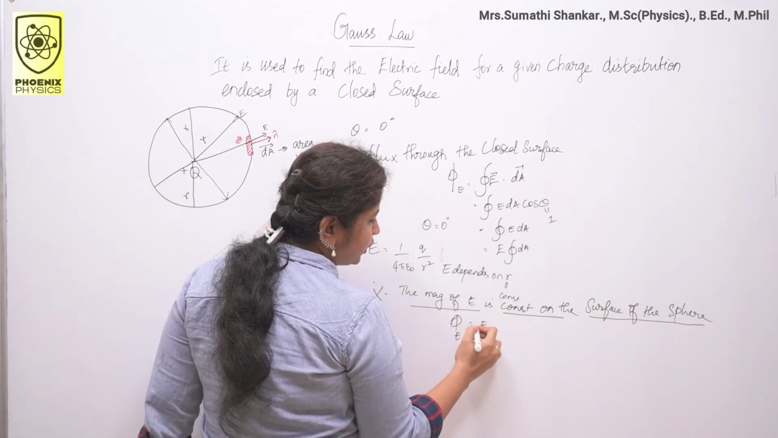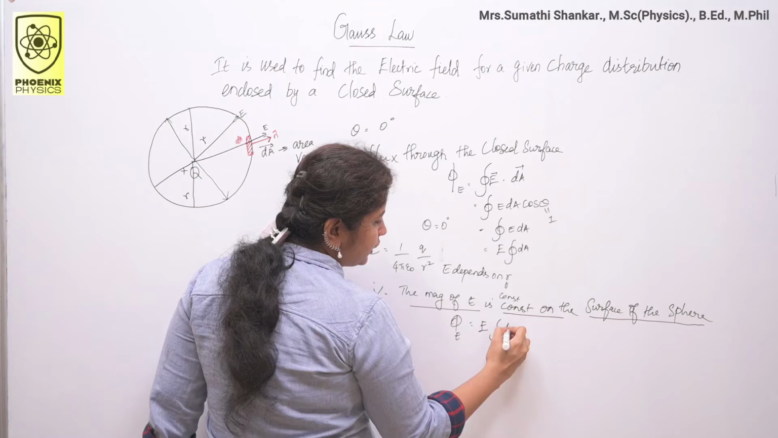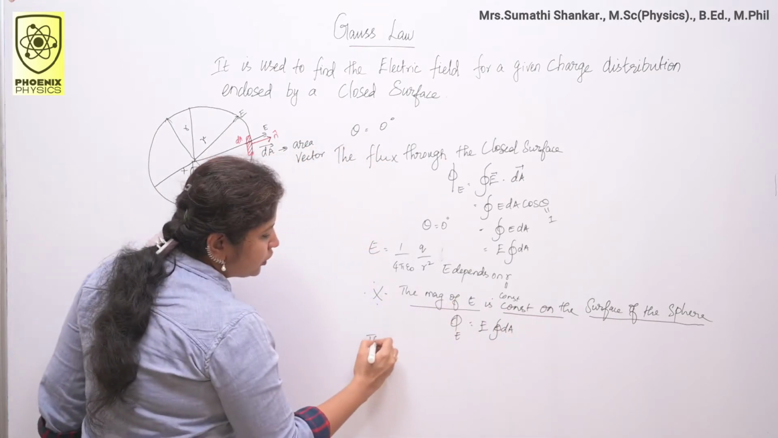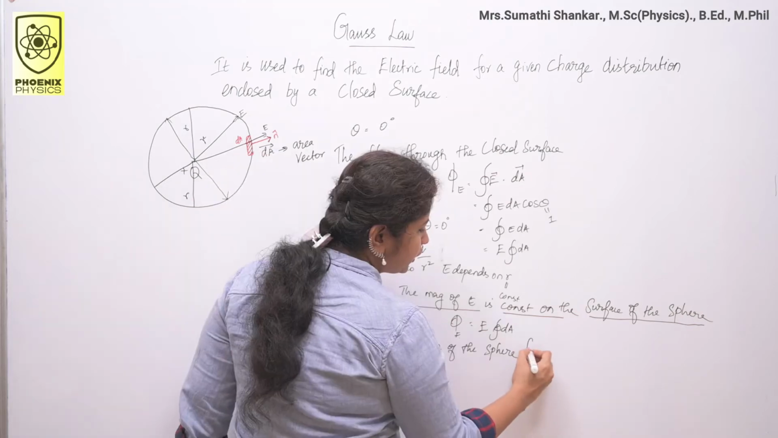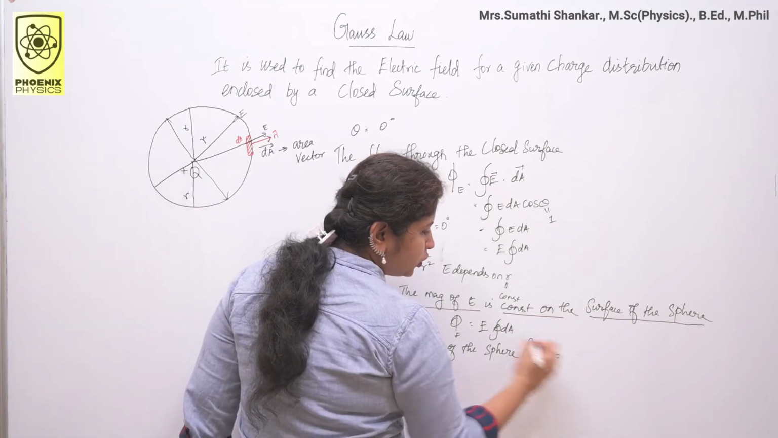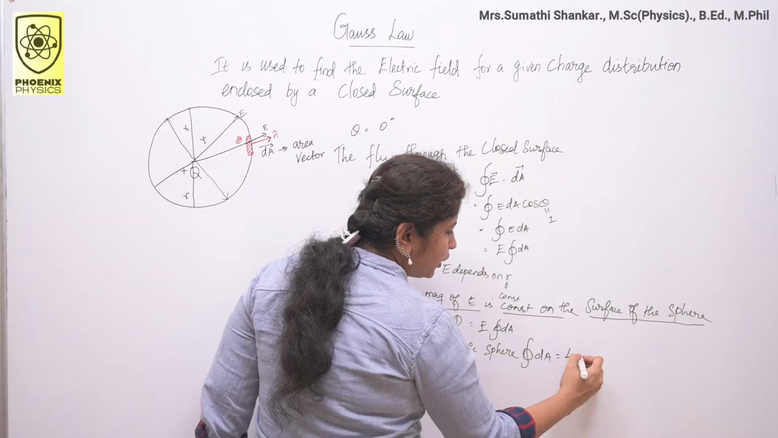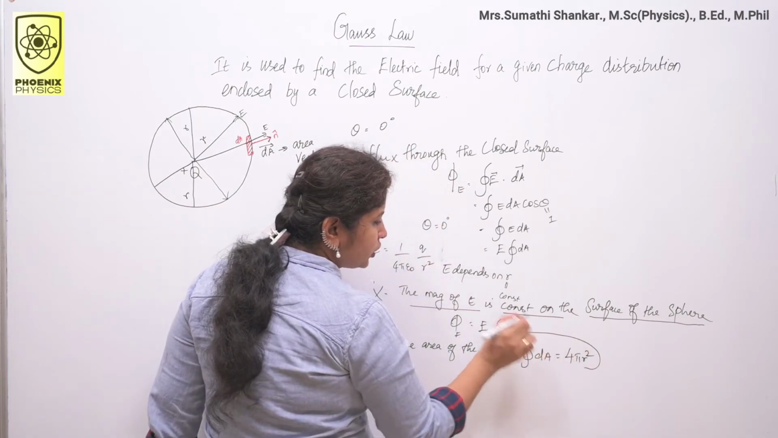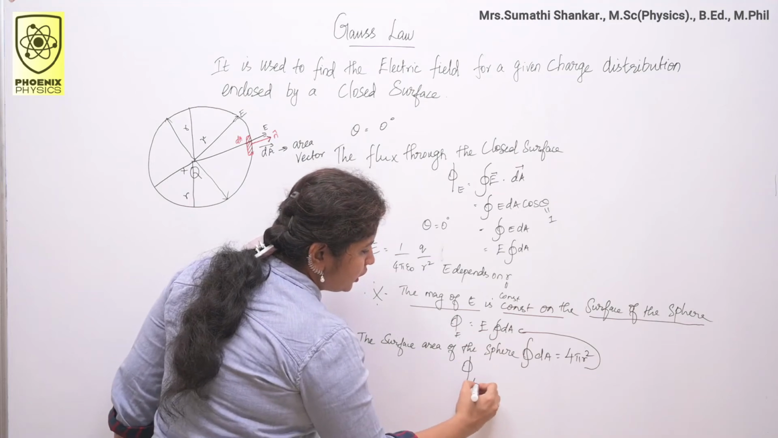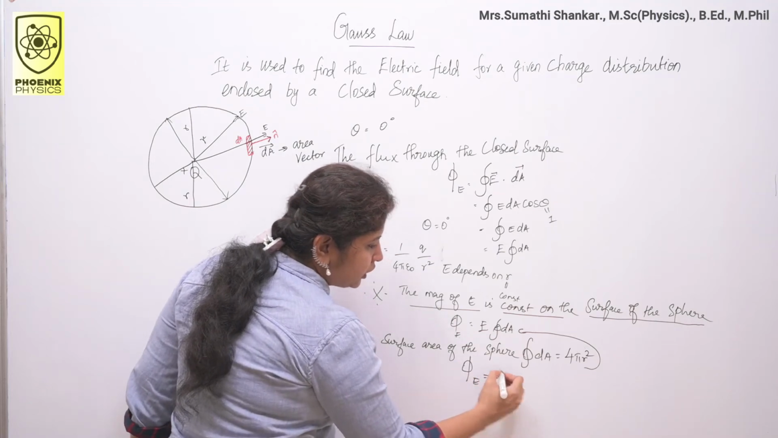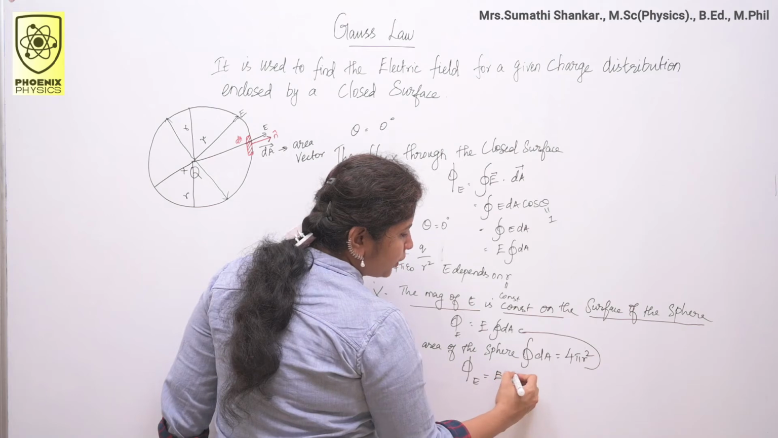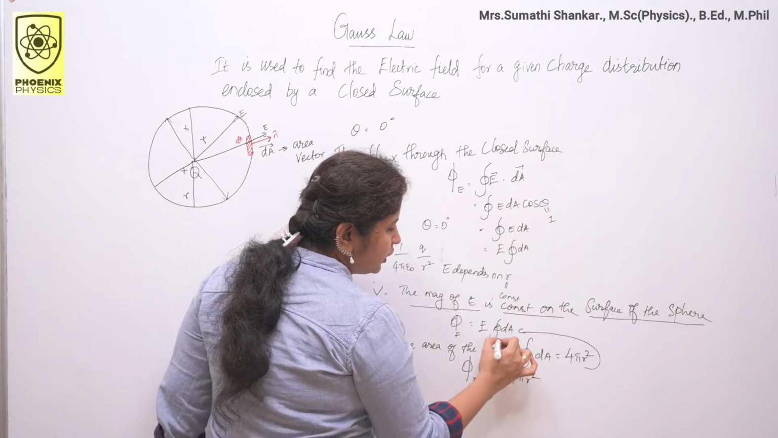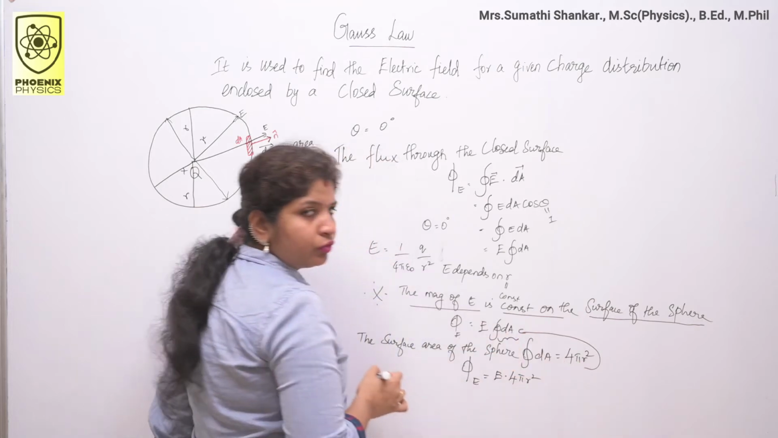Phi E is equal to E integral dA. The surface area of the sphere, integral dA, is equal to 4 pi R square. Substitute this value in this equation. So phi E is equal to E into 4 pi R square. Instead of integral dA, you substitute 4 pi R square.